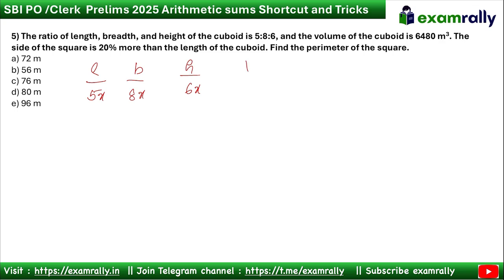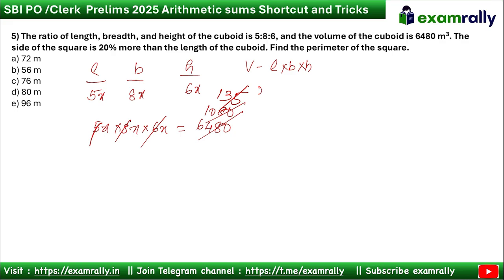As we know, the volume of a cuboid equals length into breadth into height, which is 5x into 8x into 6x equal to 6480. So if we cancel, we will get 1080. Okay, 8 times 1 is 8, 3 8s are 24. 5, again 5 we cancel, 27. So x cube equals 27. The x value will be equal to 3.